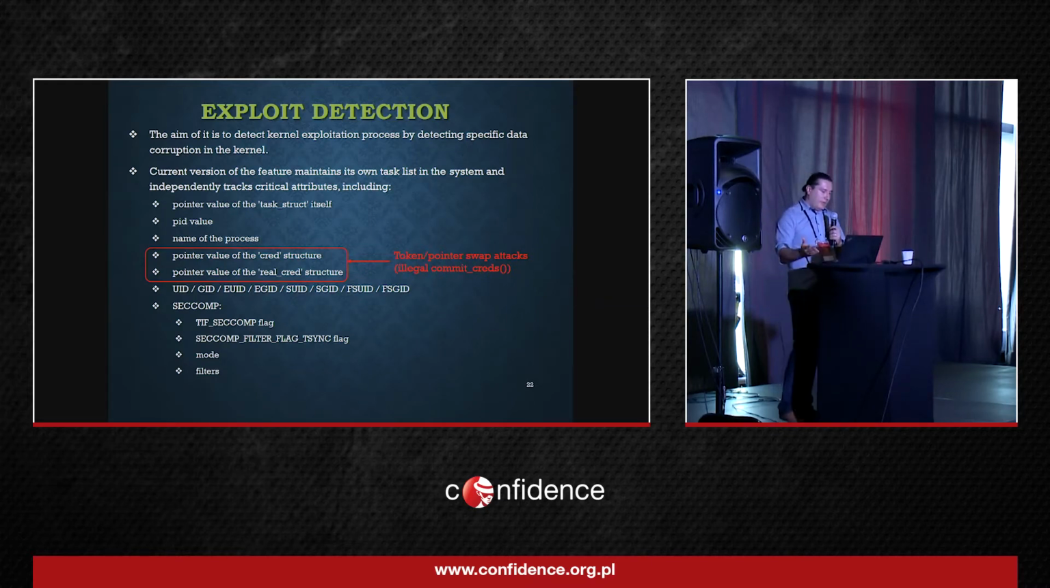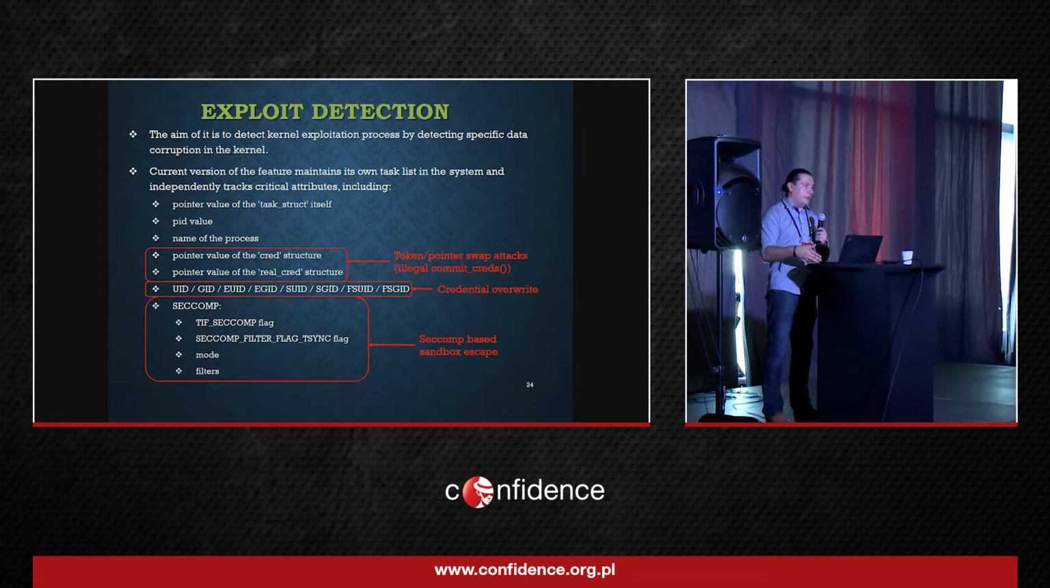For example, if shellcode or ROP illegally calls the commit_creds function at a random point of time, LKRG will be able to detect that it happens, catch the exploitation process, and kill it. The same goes for monitoring IDs: we are able to catch someone trying to overwrite IDs in memory and kill the process that is trying to do it. By monitoring the seccomp configuration, we are able to detect if someone tried to escape a seccomp-based sandbox.